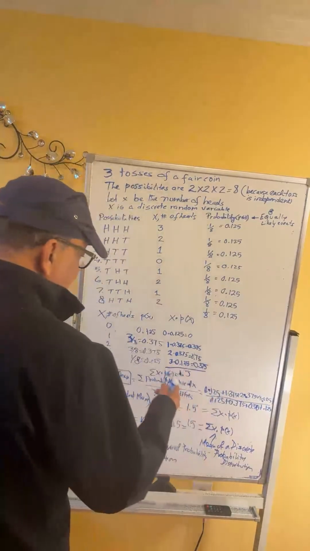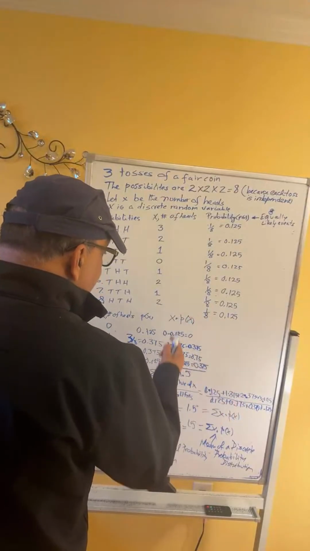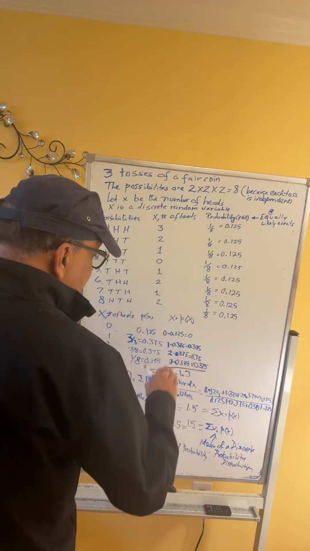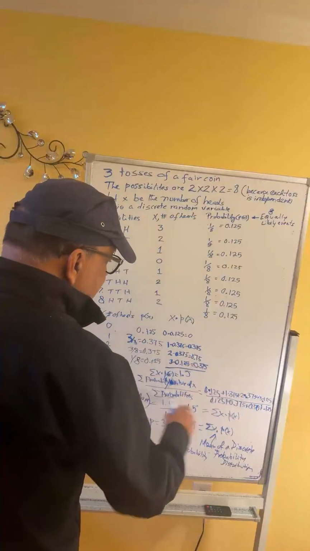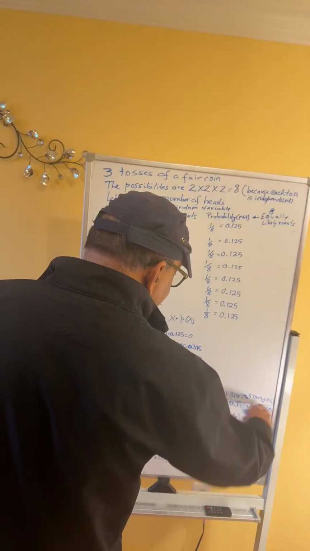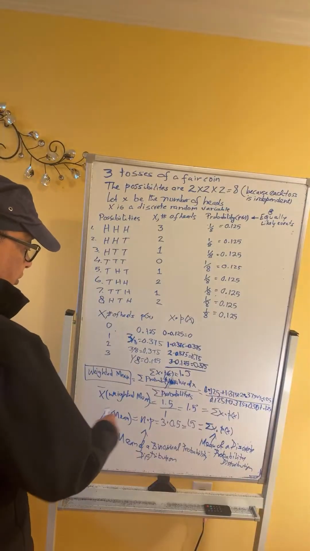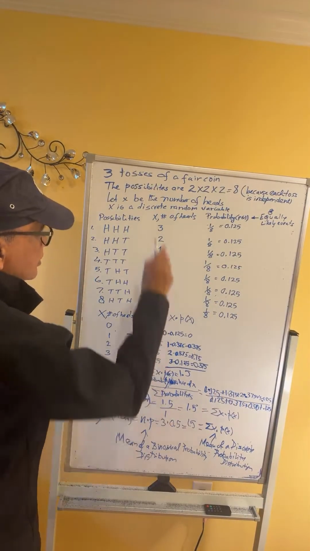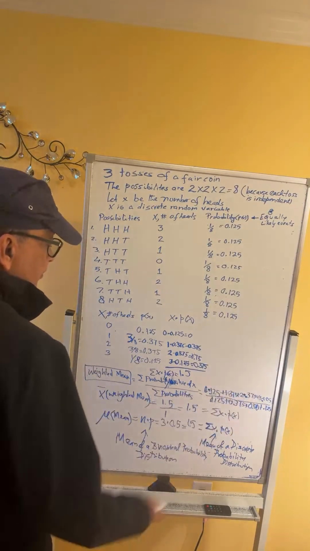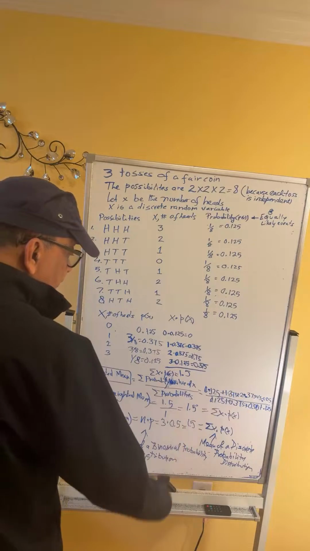So in the numerator we multiply the probability of each x times x. 0 times 0.125. Next is 1 times 0.375. We are adding this. Then 2 times 0.375 and 3 times 0.125. All this sum divided by the sum of the probabilities, which we know is 1. So the weighted mean of this discrete probability distribution is the sum of the probability times the value of x divided by the sum of the probability, which is 1.5 divided by 1.